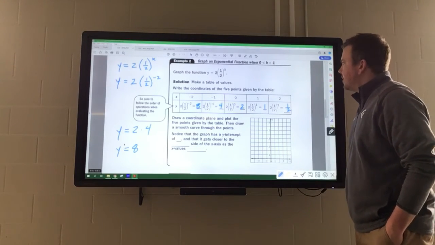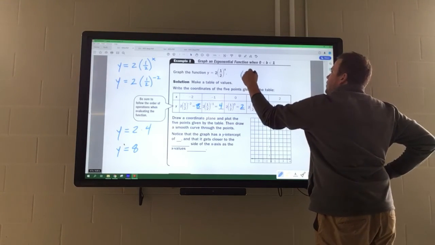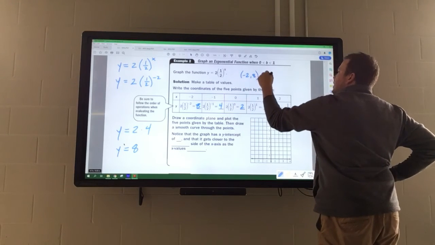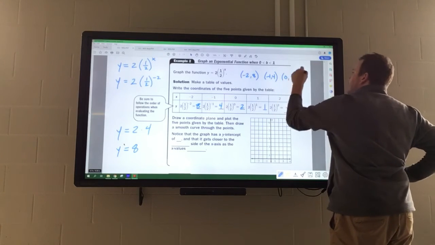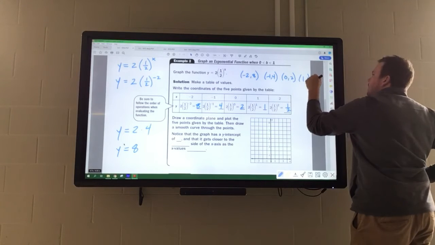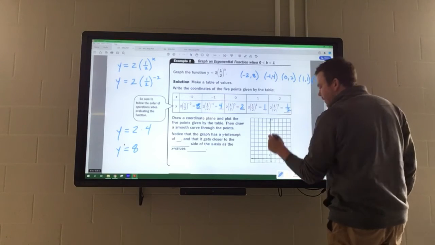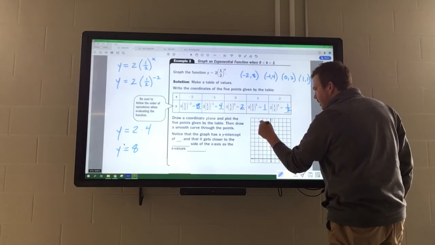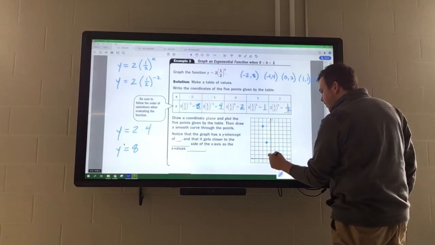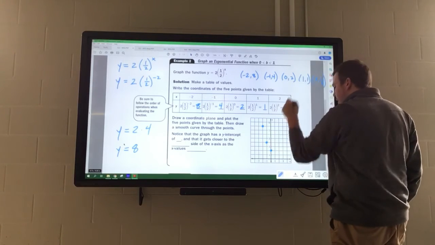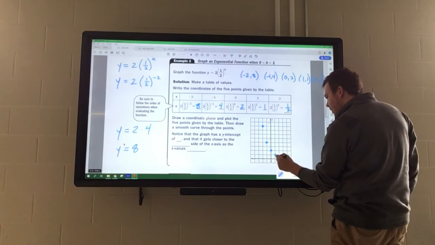So, we have our ordered pairs here. I'm going to go ahead and write these out. Negative 2, 8. We have negative 1, 4. We have 0, 2. We have 1, 1, and we have 2, 1/2. Let's go ahead and graph those ordered pairs. So negative 2, 8, negative 2, up to 8. Negative 1, 4. 0, 2. 1, 1. And 2, 1/2.